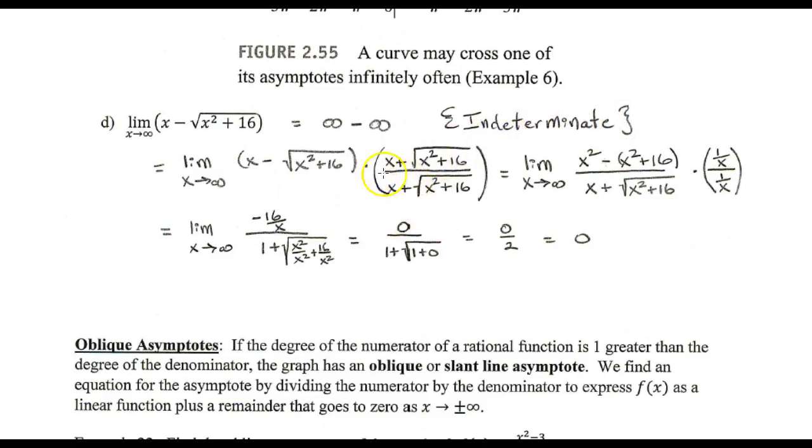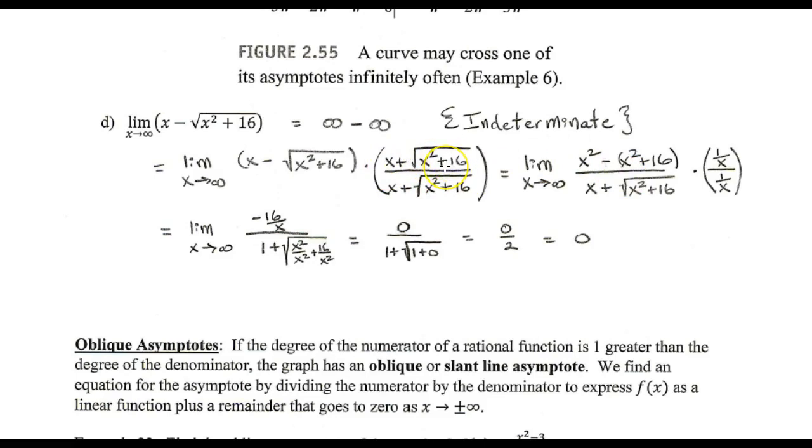So how do I do that? The trick here is to multiply by the conjugate. In other words, change this sign to a plus and multiply by that. It allows you to get rid of the square root in the numerator. Because notice when you FOIL these, you get x times x is x squared. Then you get minus x times the square root of x squared plus 16, and plus the square root of x squared plus 16 times x. Those cancel out. Then you have minus the square root of x squared plus 16 squared, so that's just minus the quantity x squared plus 16.